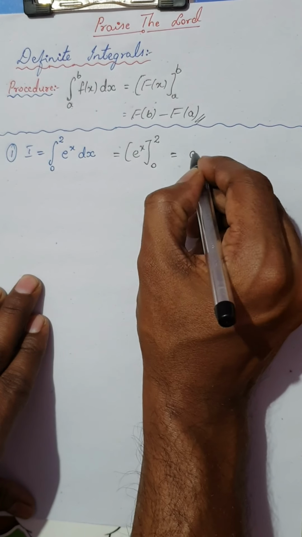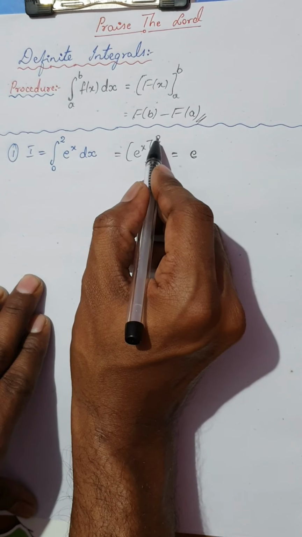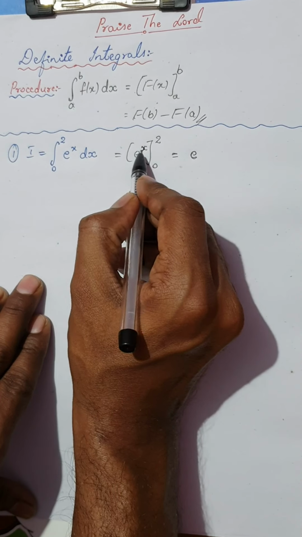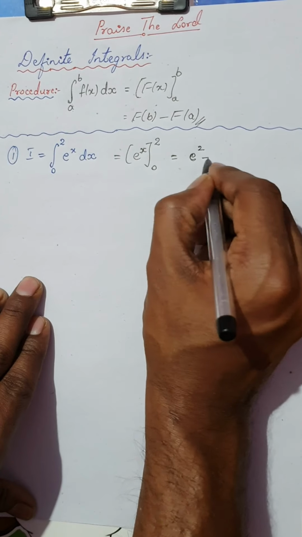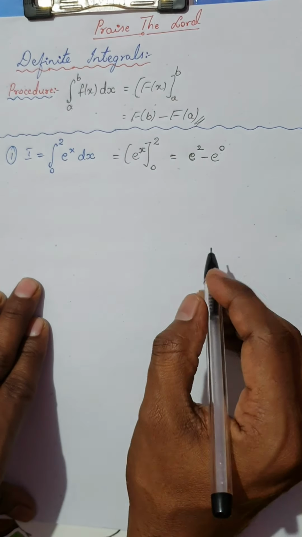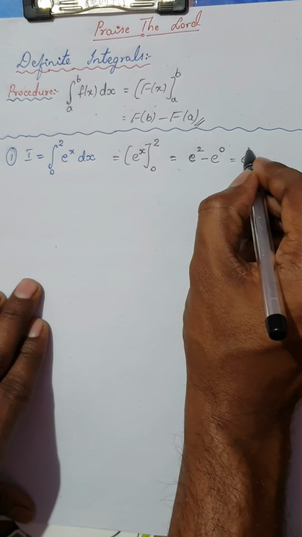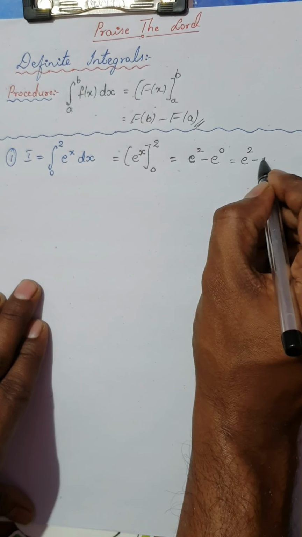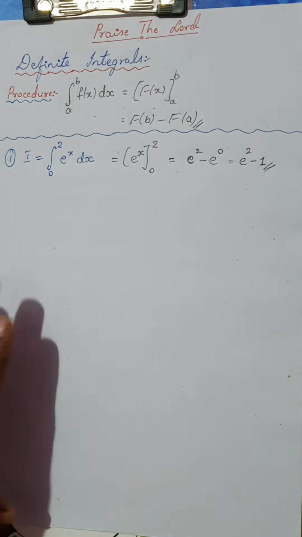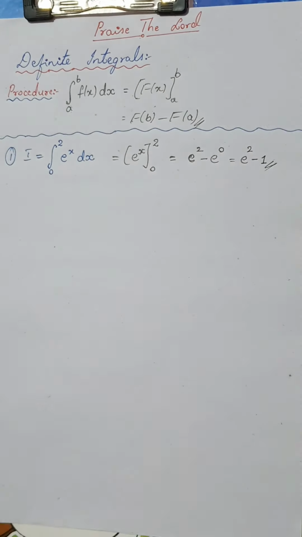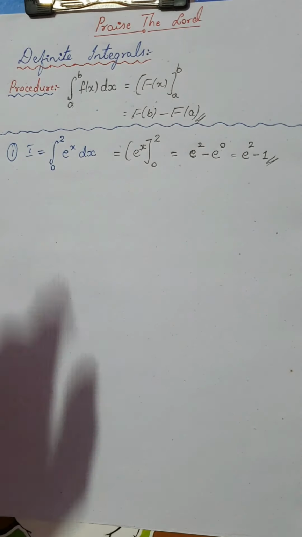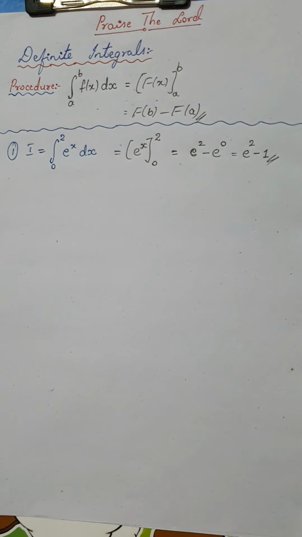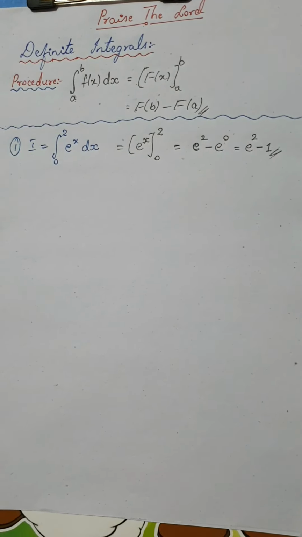The only thing is to substitute the upper limit in place of x, and similarly substitute the lower limit in place of x. So the upper limit is 2, so it is e square minus e power 0. e square is kept as it is, minus, we know e power 0 is equal to 1, and that would be the value of this integral. These are very basic integrals which can be asked for 1 mark. Questions which you get in a single step can be asked for 1 mark.